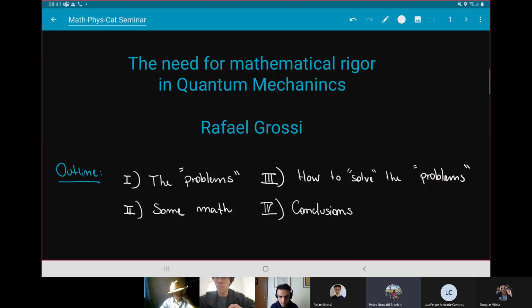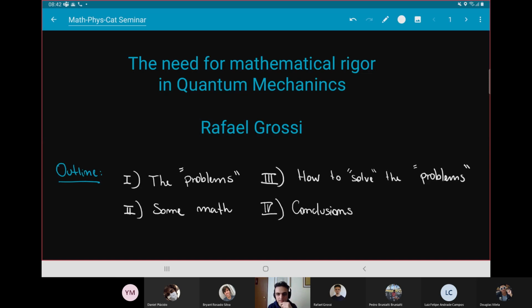Aí, pode começar. All right, good morning to everybody. Today I decided to talk a little bit about some mathematics in quantum mechanics. My goal here for today is that I want to present some problems, and when I say problems, I put some quotation marks because they are not exactly problems with quantum mechanics as a theory, as a physical theory.